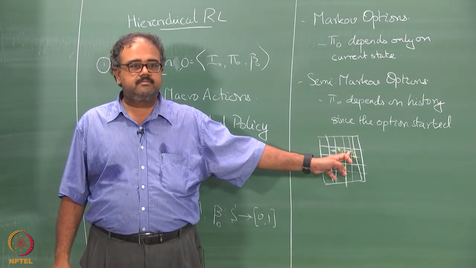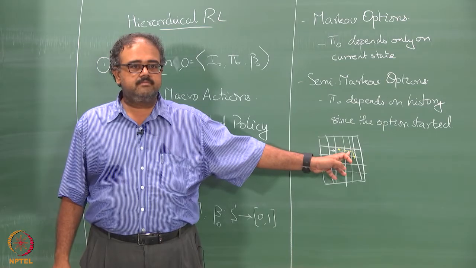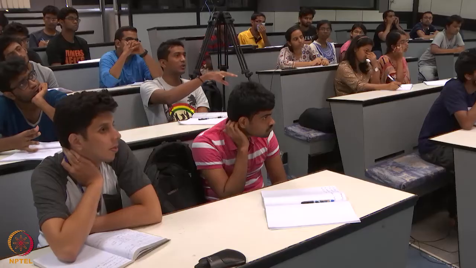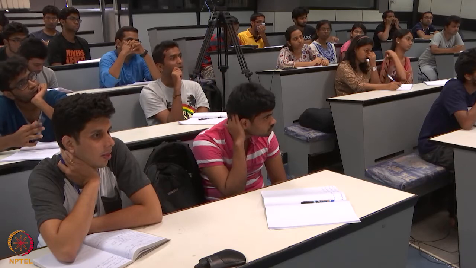Can you give an example where this would be helpful and non-Markov? I mean, a Markov option would not be very helpful, but this one.